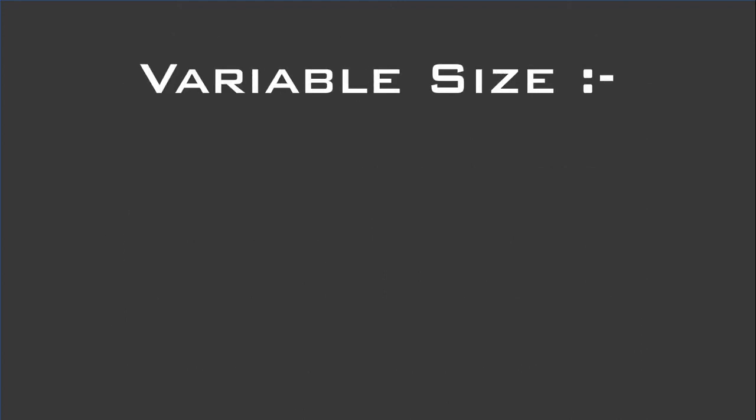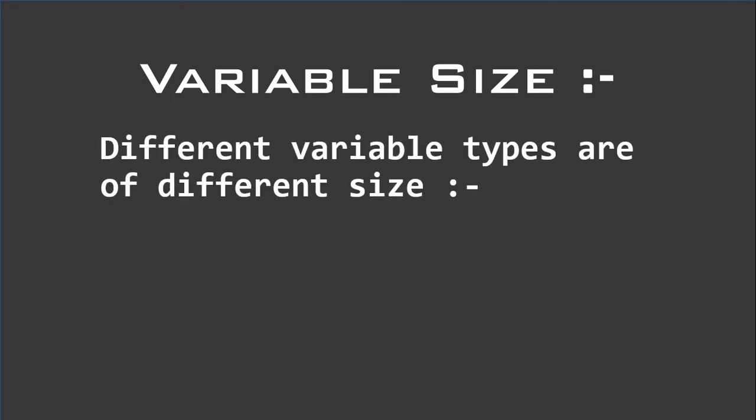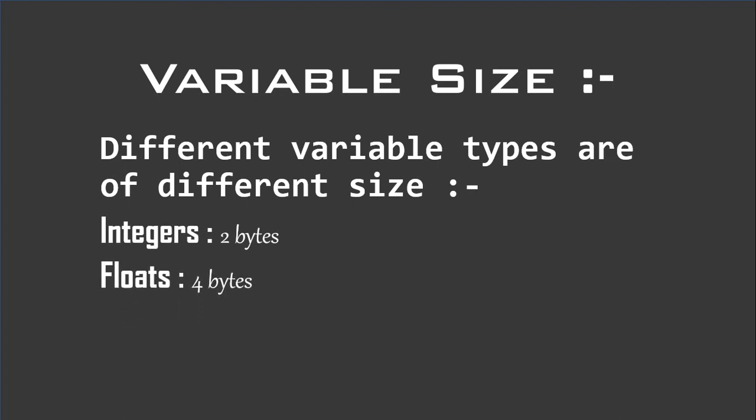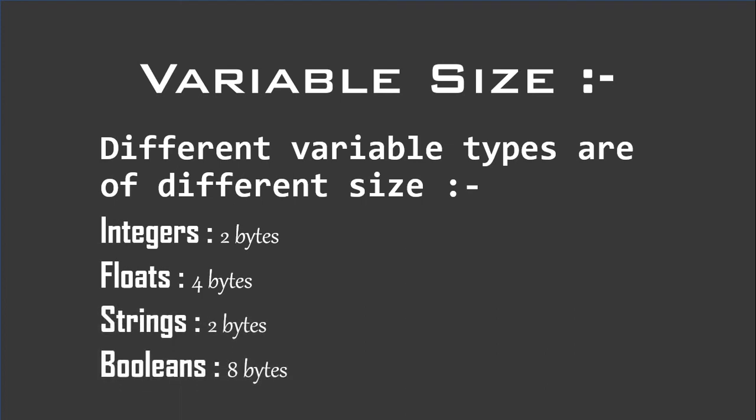So, variable size. What is the size of variables? Different variable types are of different size. Integers are 2 bytes, very small value. Floats are 4 bytes, a little big, because they store decimal values. So strings, 2 bytes, very very small. Booleans, 8 bytes. They're bigger than them. They store true or false value. That is the reason they are a little bit bigger.